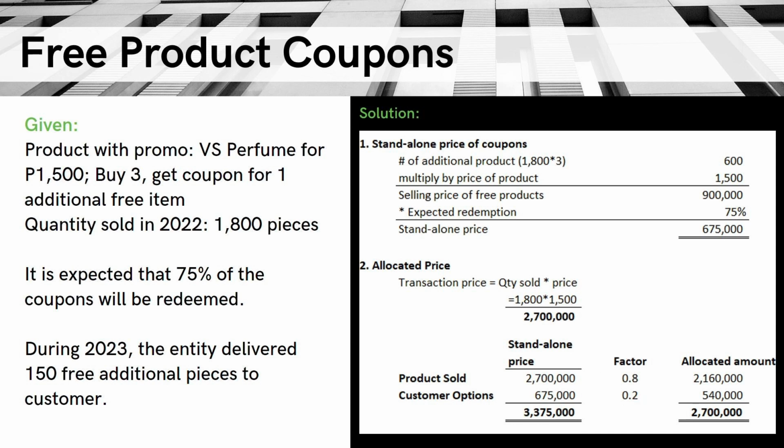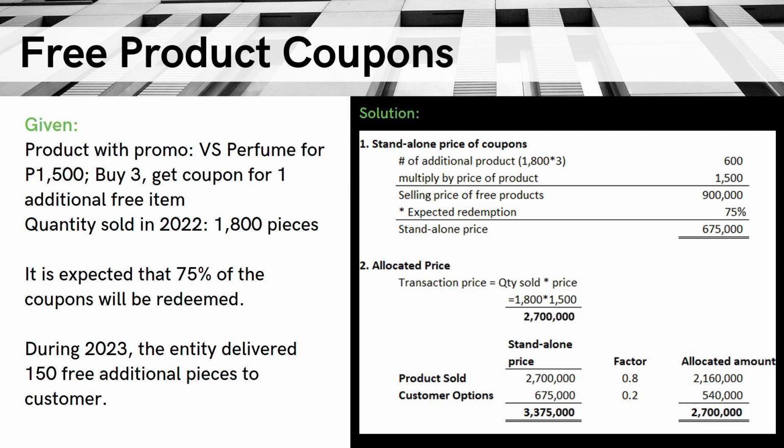Once makuha na nimo imo factor, pwede na nimo din ma-compute ini diri nga portion, which is the allocated amount. So, to solve for the allocated amount, i-times nimo ang transaction price, which is amaning sa taas, by the factor. So, 2,700,000 times 80%, that is 2,160,000. And then, the same imo buhaton for the customer options, 2,700,000 times 20%. That is a total of 540,000.